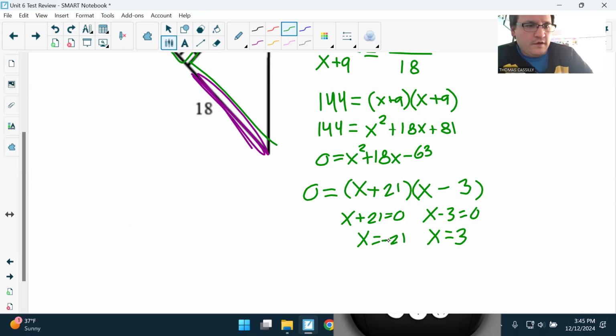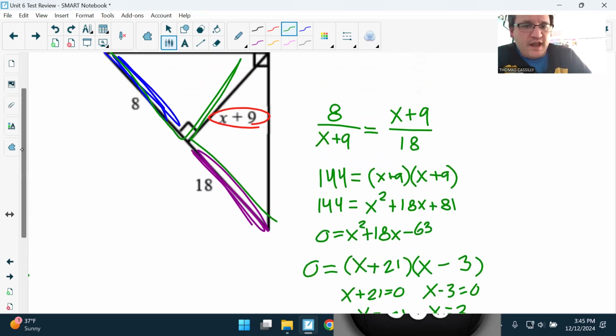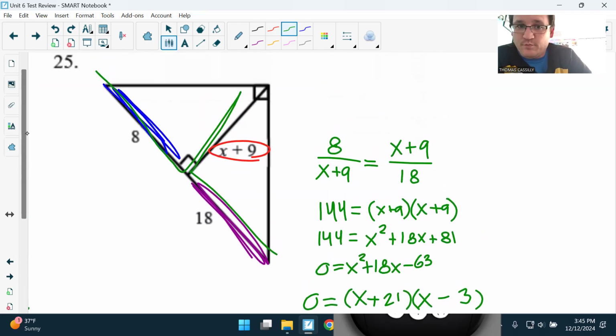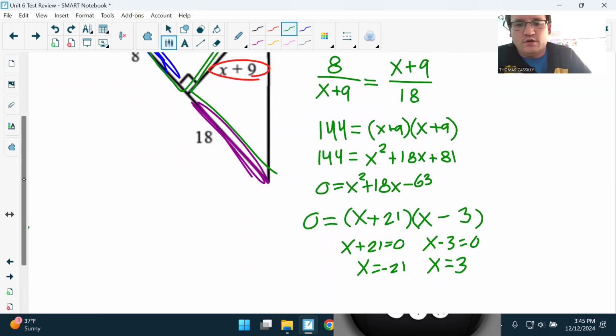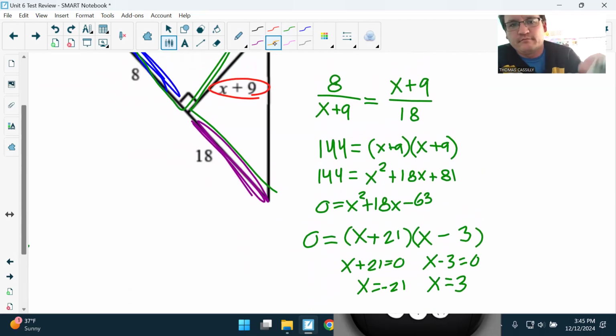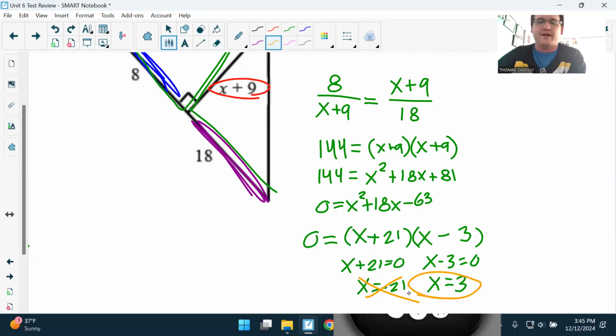All right, so let's take it back. Remember, not in algebra. Don't plug it into the equation. Plug it into the picture. Which one of these is going to be no good? And if you think about it, the negative 21 is bad. Negative 21 plus 9 is still negative. I can't have a negative altitude unless I'm going underground. So that one's no good, and the correct answer here is x equals 3.